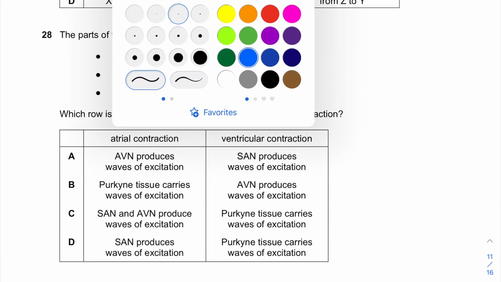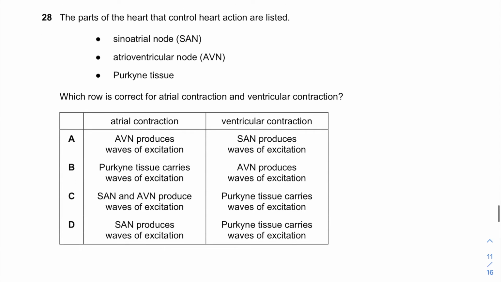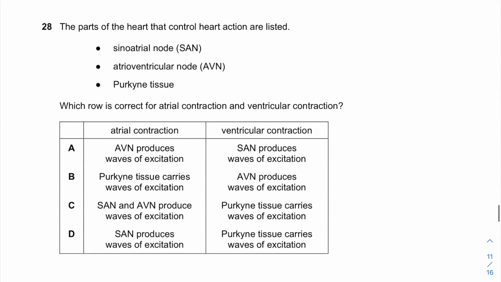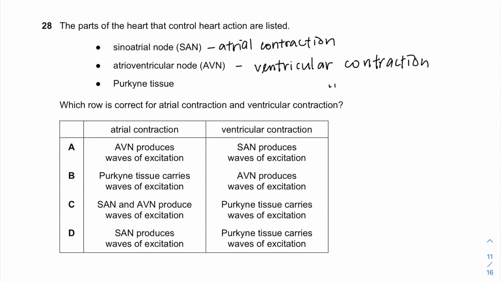Question 28. The parts of the heart that control heart action are listed. We have the SAN, AVN, and Purkinje tissue. Which row is correct for atrial contraction and ventricular contraction? So, atrial contraction is always caused by SAN, and AVN is responsible for transferring that signal towards the Purkinje tissue, causing ventricular contraction. So let's look at atrial contraction.